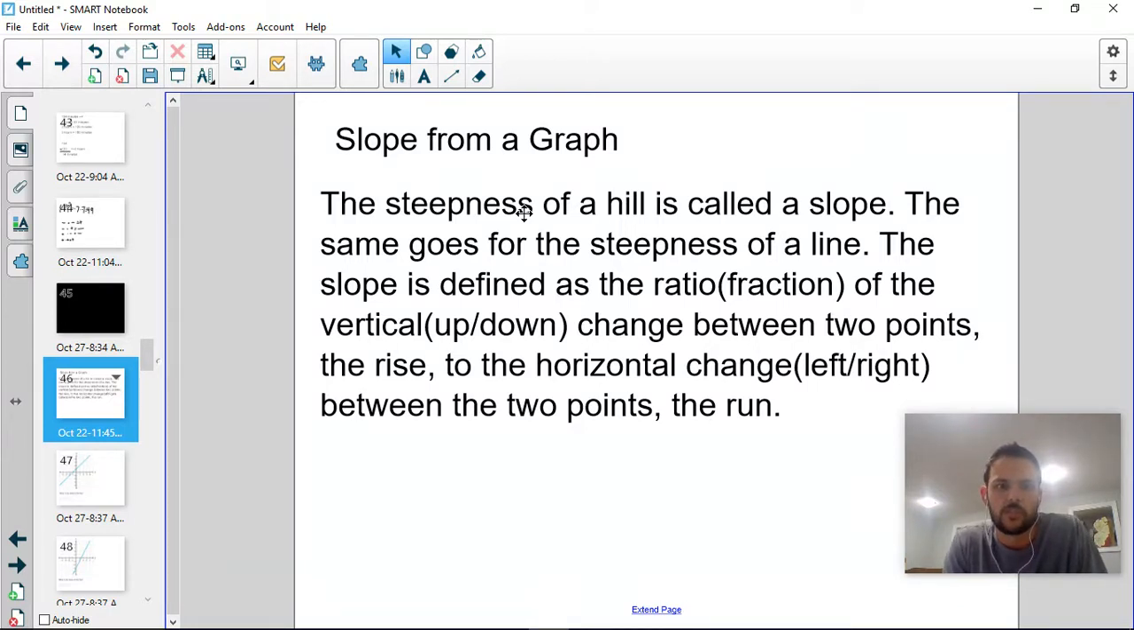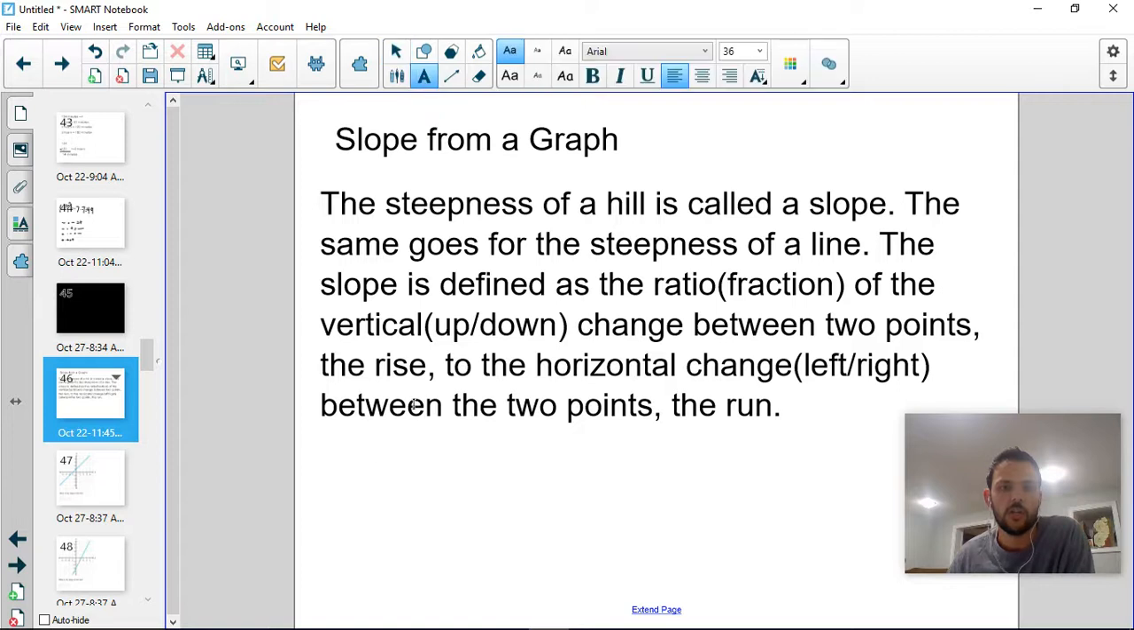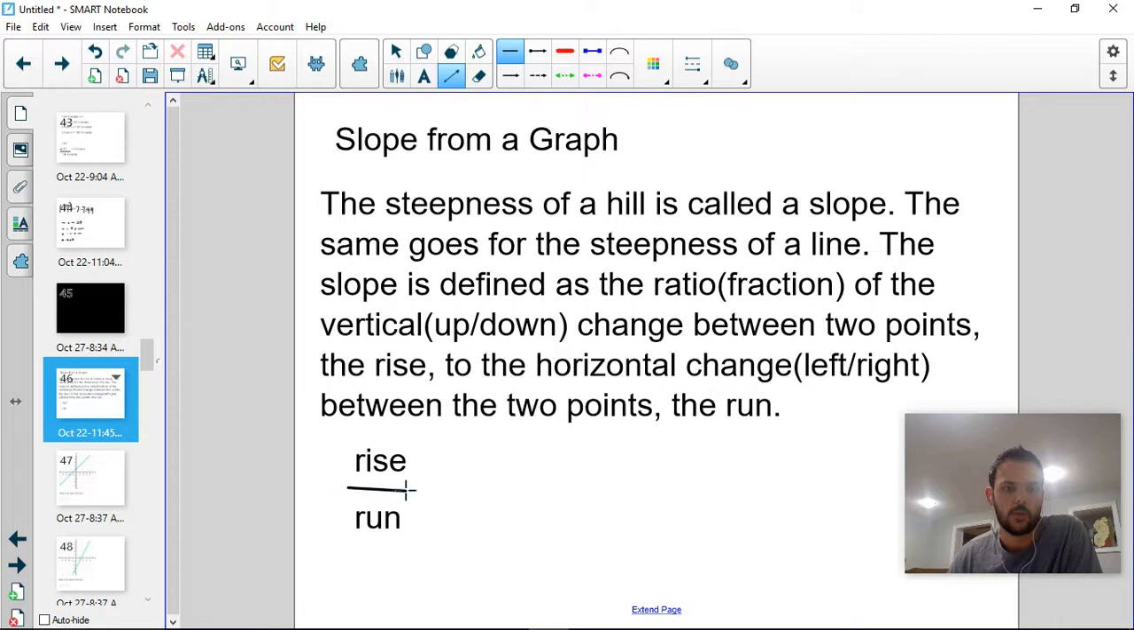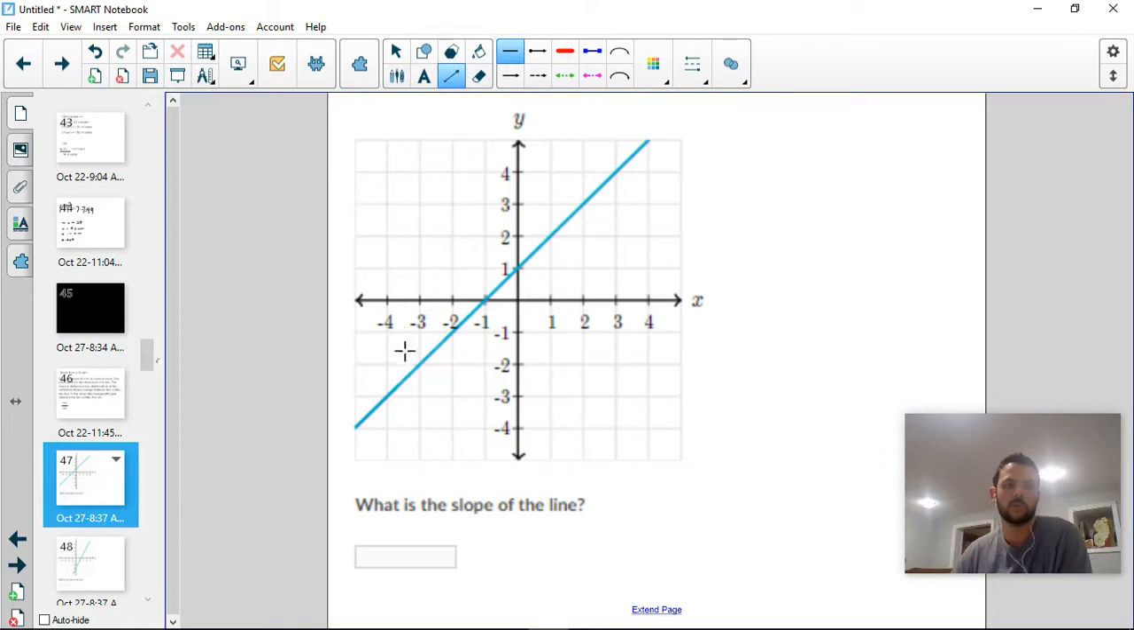The slope is defined as the ratio, another word for a fraction, of the vertical, that's the up and down amount, change between 2 points. We call that the rise. So it's a ratio of the rise to the horizontal change. That's the left and right amount between the 2 points, we call that the run. So we're going to have this written as a fraction. We're going to say it is rise over run. You're going to see this a lot. Rise over run. So let's look at the first one here, and let's just do some example problems.